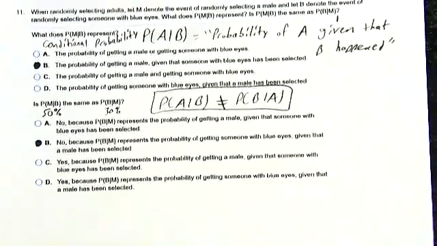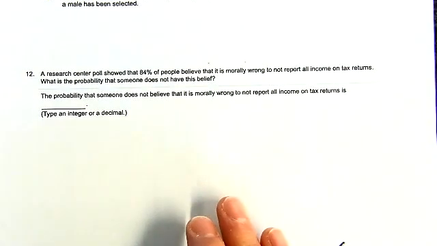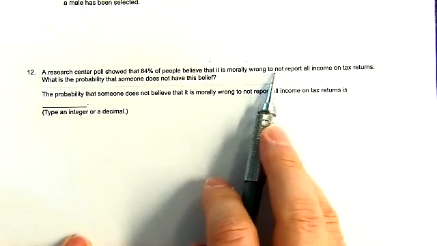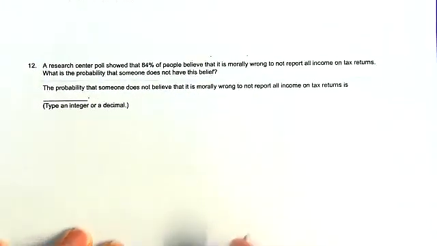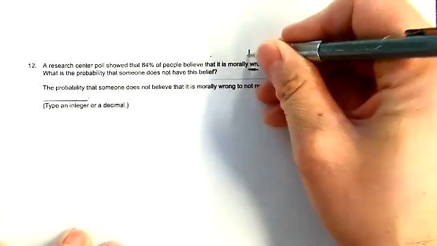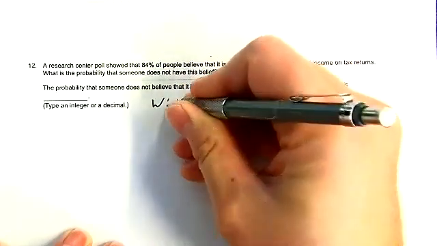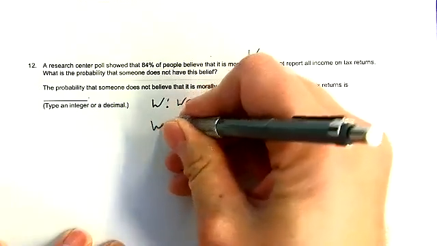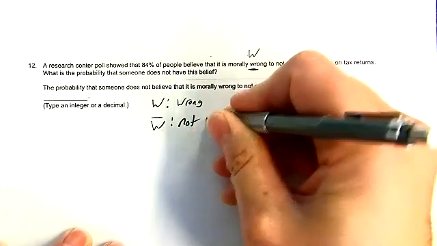Okay, the next one, 12. A research center poll shows that 84% of people believe that it is morally wrong to not report all income on tax returns. What is the probability that someone does not have this belief? So let's use W as our event. W is they believe that it's wrong not to report all your income. Therefore, W bar or W complement would be the people who think that it's not wrong.